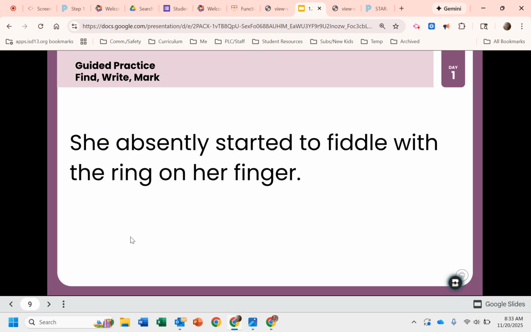Next up: She absently started to fiddle with the ring on her finger. Find the word, write the word, mark the word. The word is absently. Here's how you mark it.